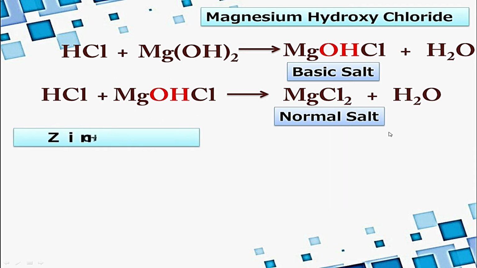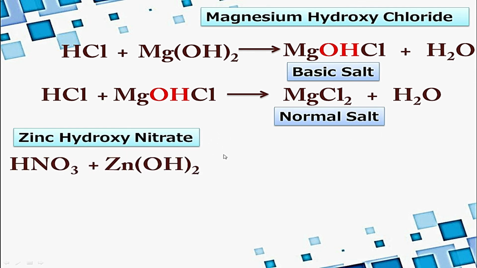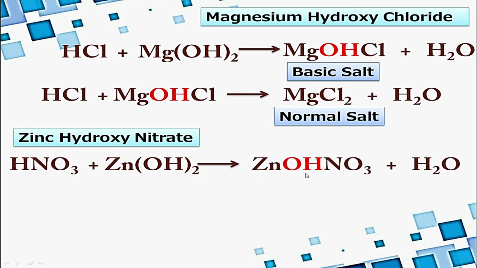Another example of basic salt is zinc hydroxynitrate. It can be formed by the reaction of nitric acid, which is a monobasic acid, and zinc hydroxide, which is a diacidic base. In incomplete neutralization reaction, only one OH will be removed from here and NO3 will come to make the formula of salt as ZnOHNO3, and water will form. This zinc hydroxynitrate is an example of basic salt.